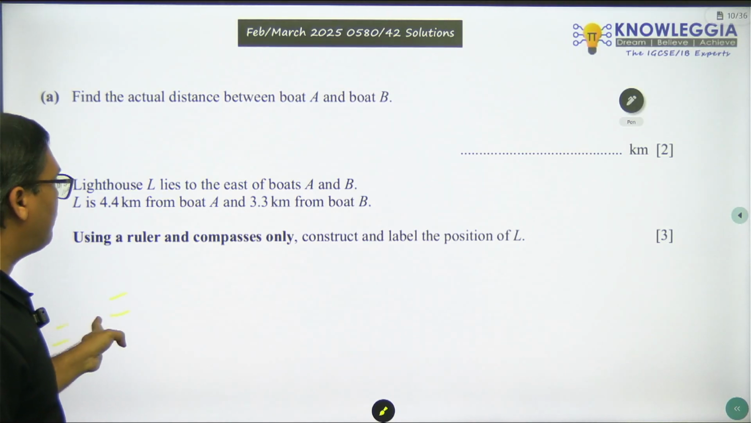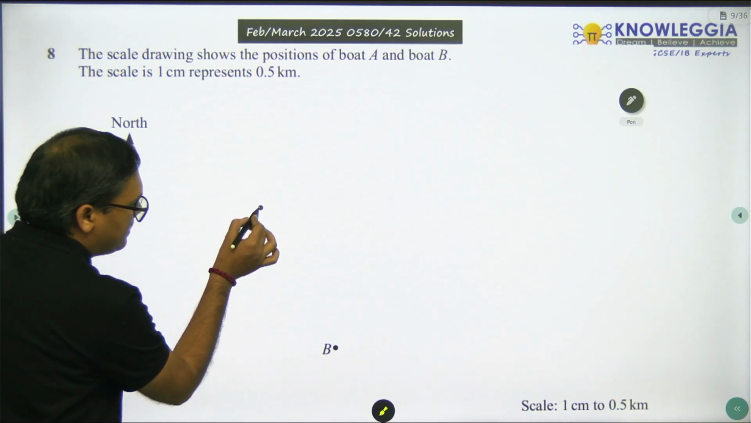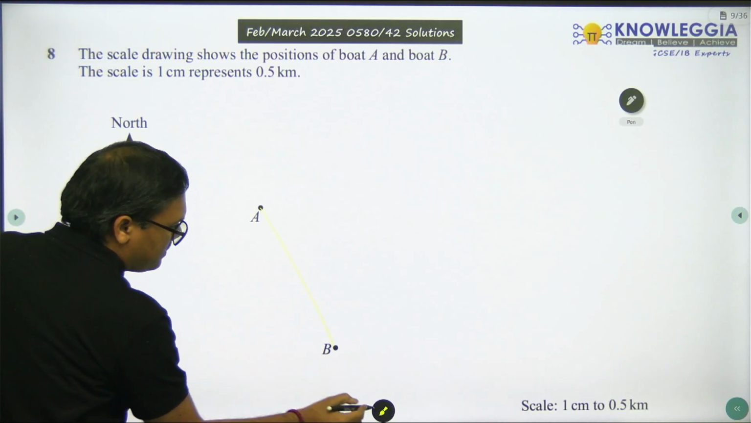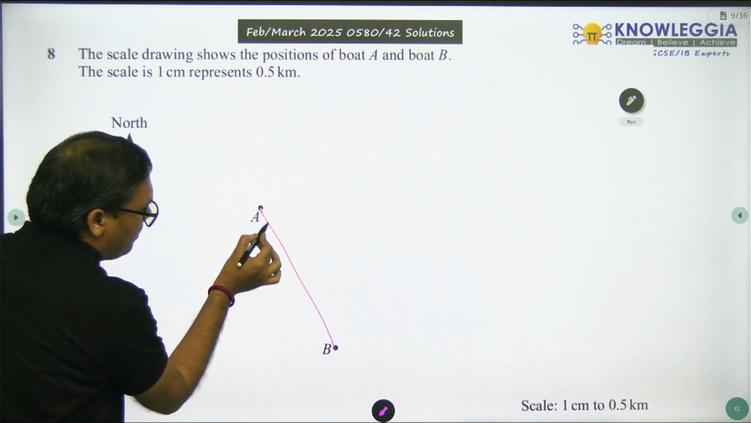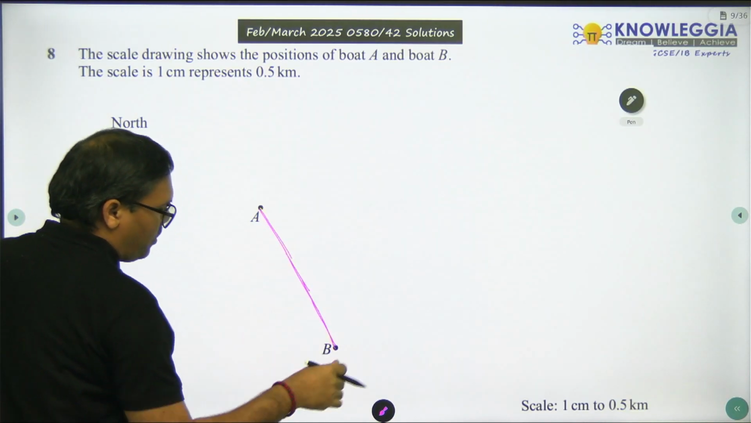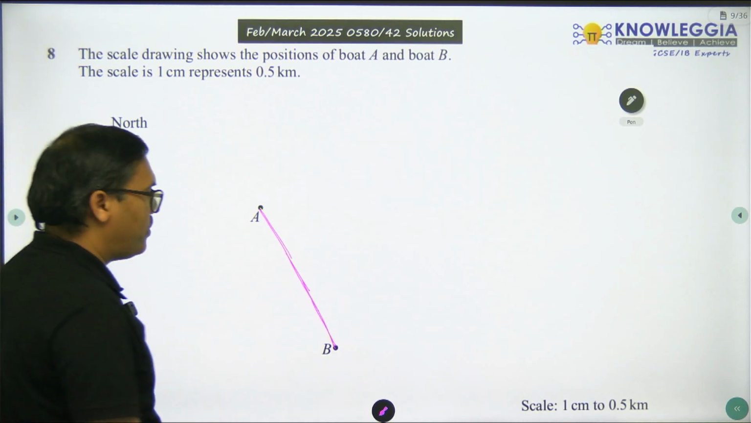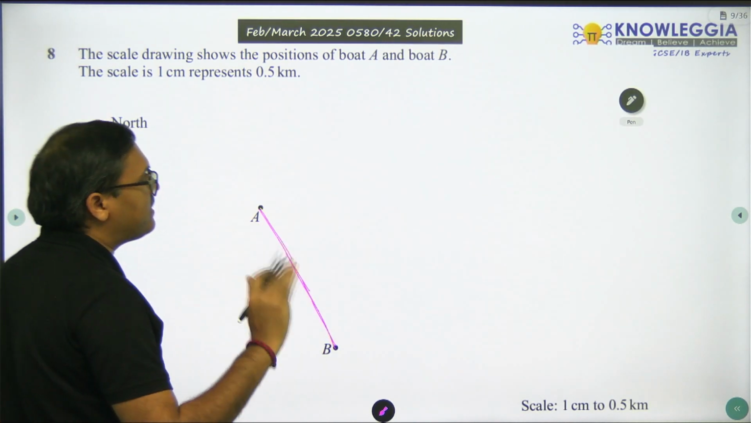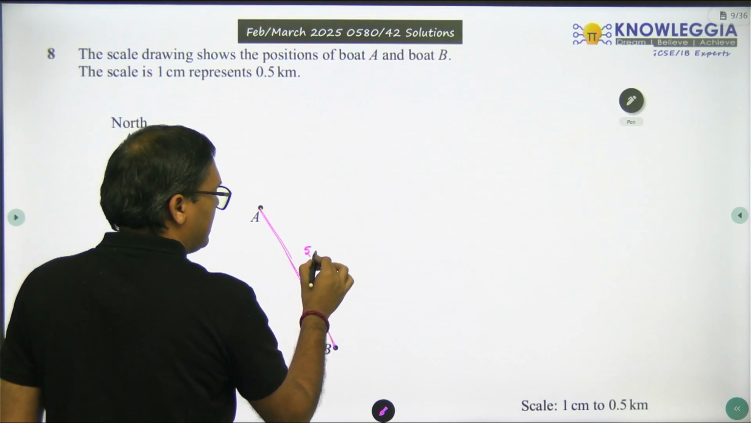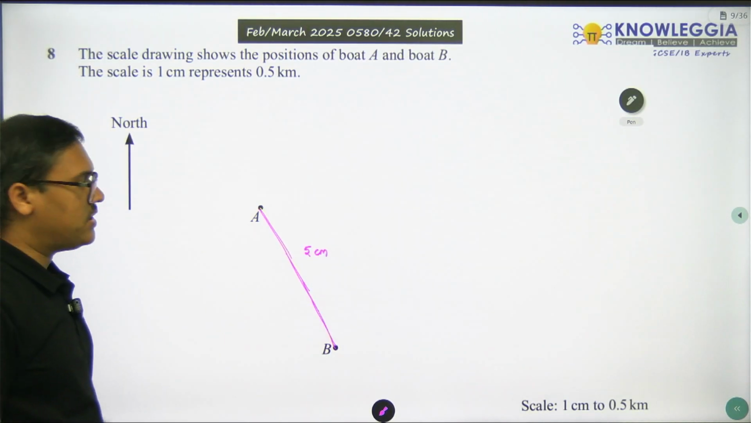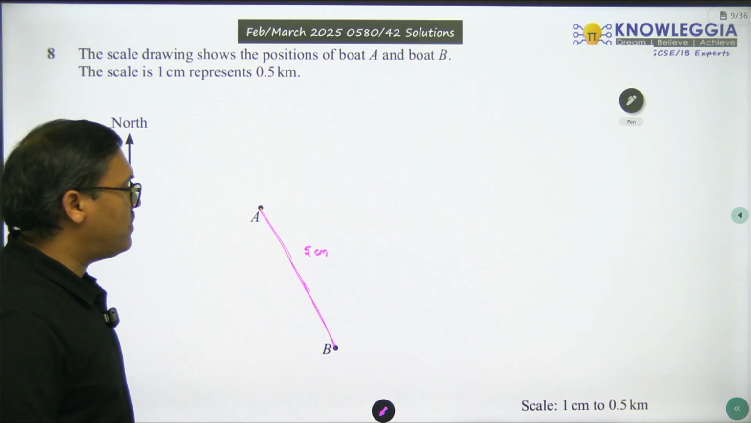So what you have to do is just join this and measure this distance. The distance on the paper you will find. So for example, let's say I get 5 centimeters. If this is 5 centimeters on the drawing, the actual distance will be what?